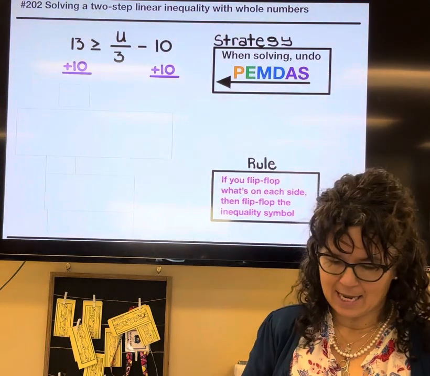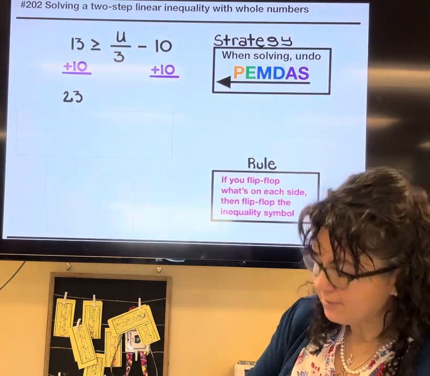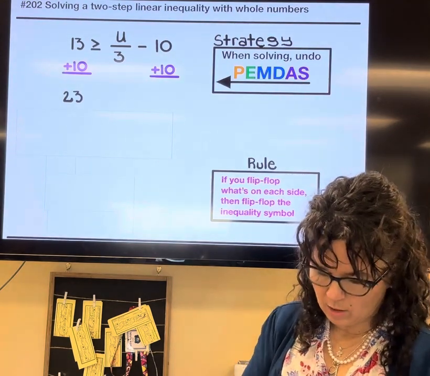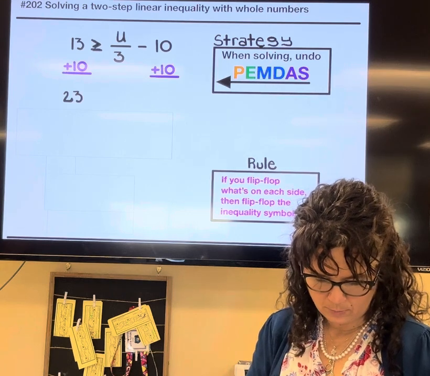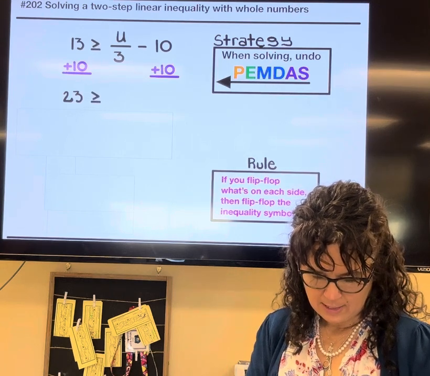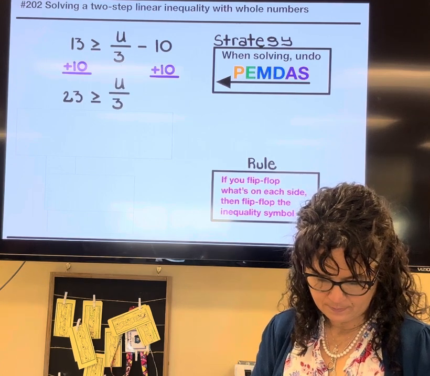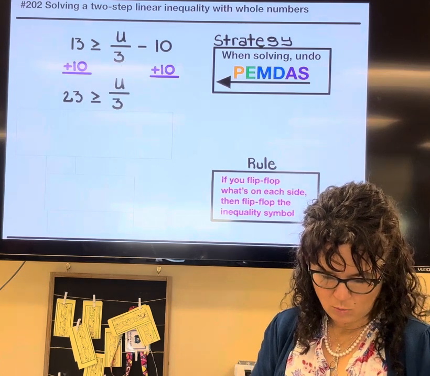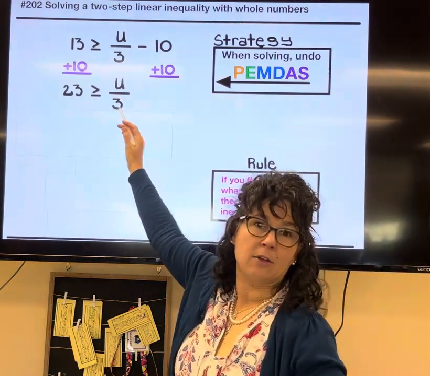13 plus 10 is 23. And then let's bring down the inequality symbol. So here we go. Let's bring that down. And then we're going to also bring down this u over 3. Okay, next we want to get rid of this divide by 3.